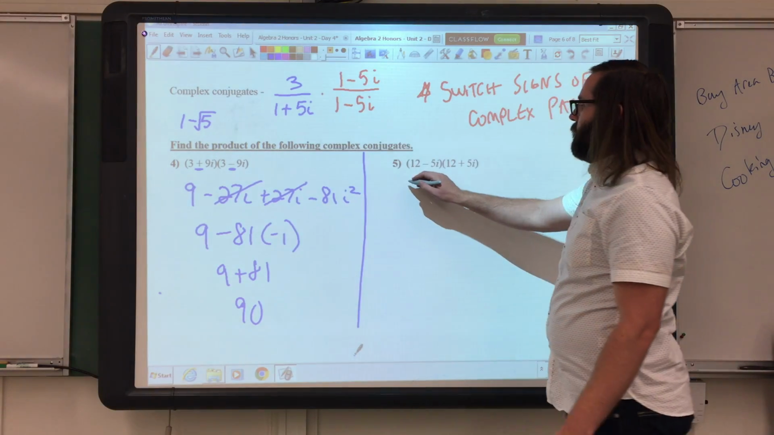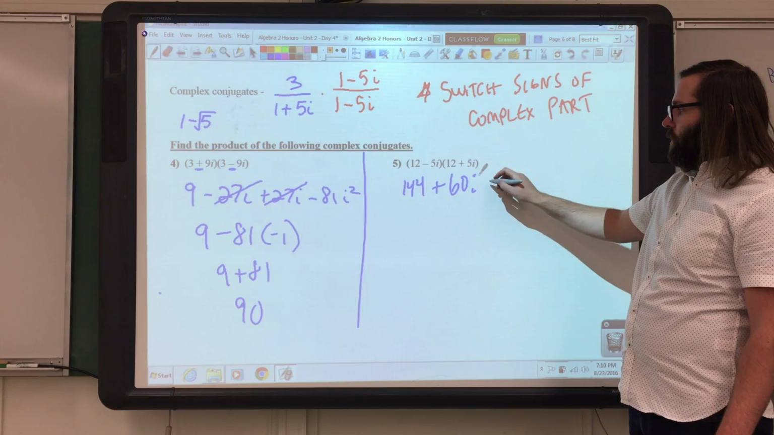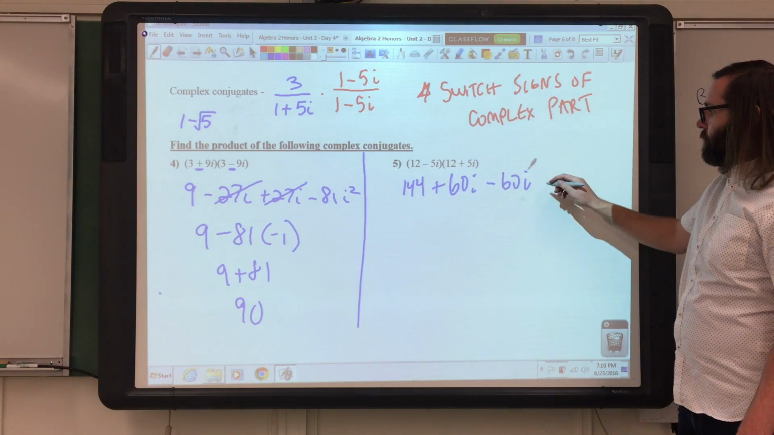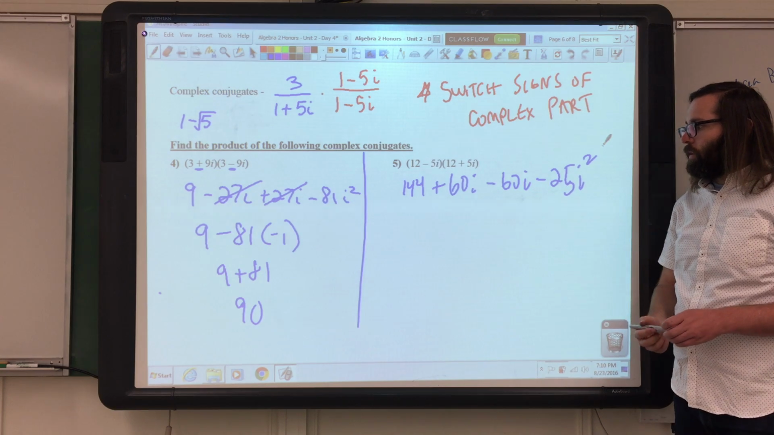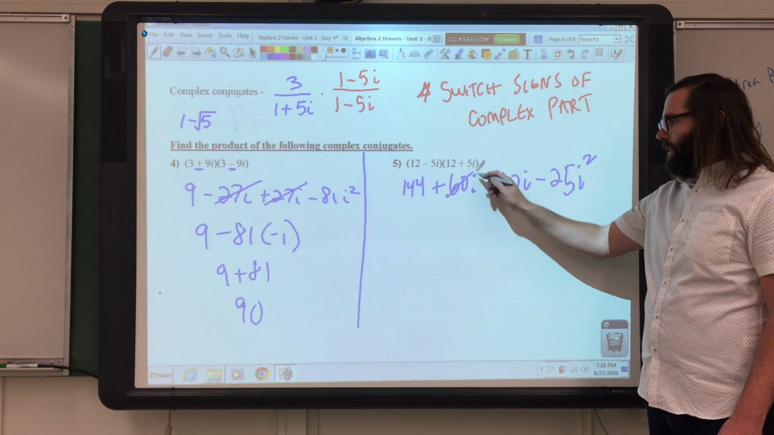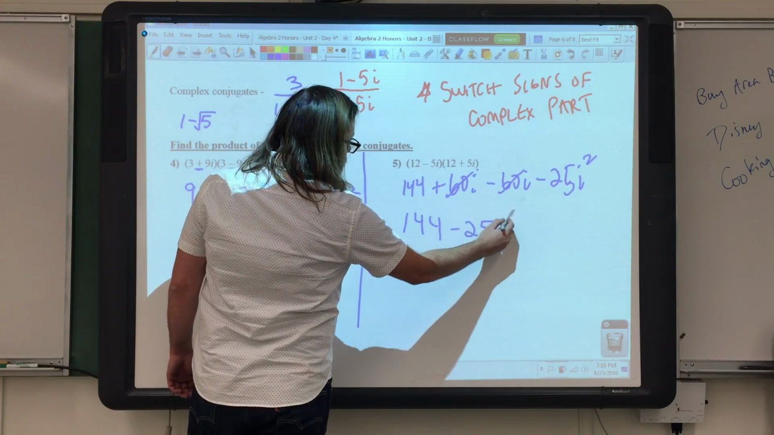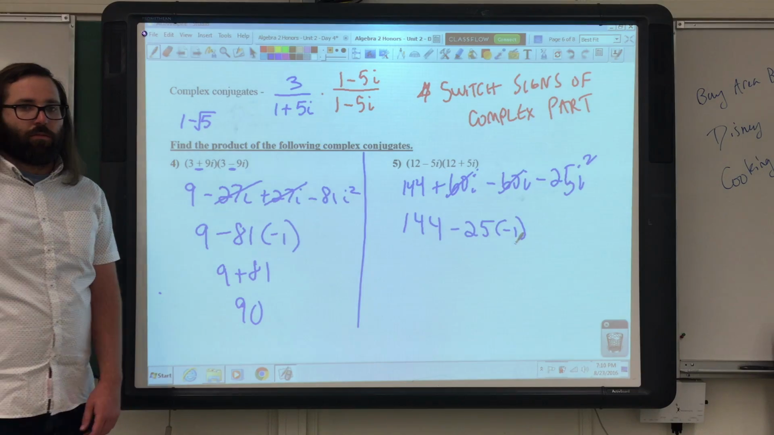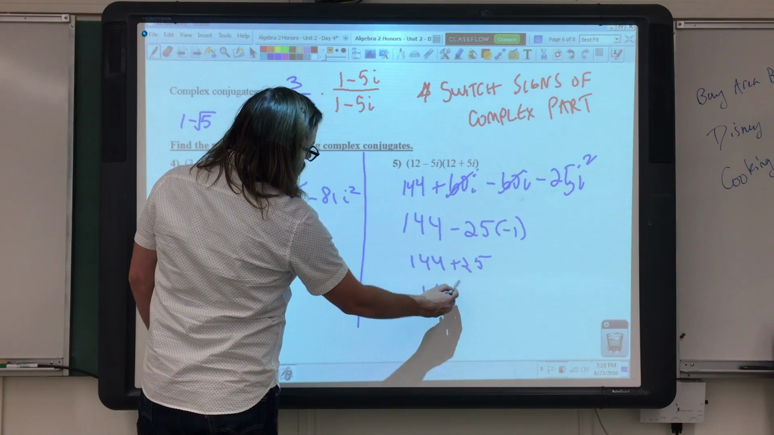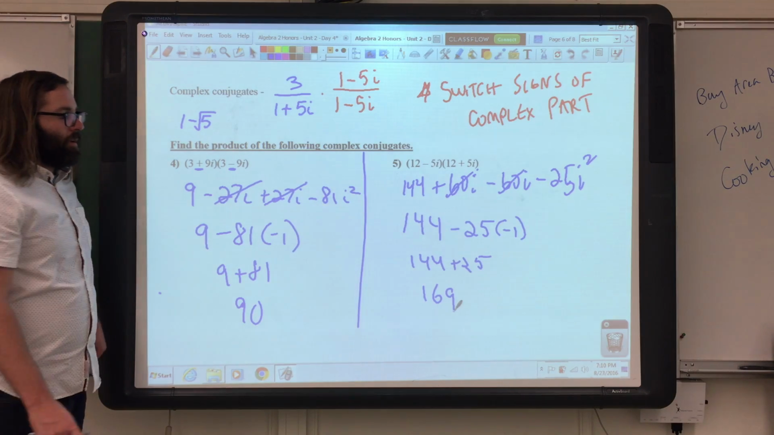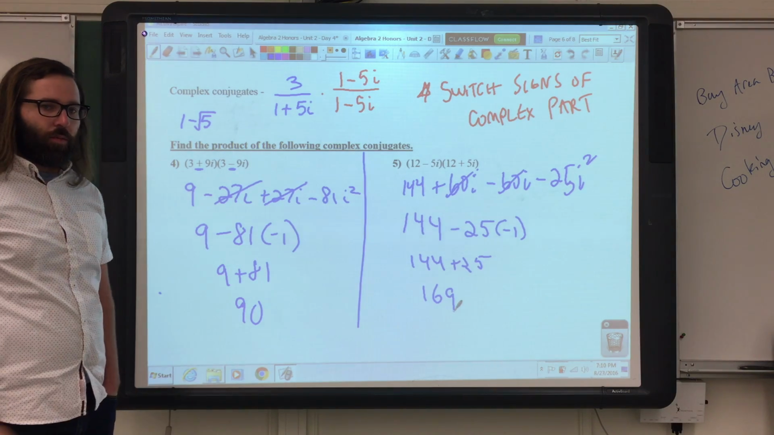So let's FOIL this. We get 144. 12 times 5 is positive 60i. Negative 5 times 12 is negative 60i. And then negative 5i times 5i, so we get negative 25i squared. Positive 60i, negative 60i, they cancel. Hooray! You get 144 minus 25 times negative 1, which is 144 plus 25, which is 169. Which is, if you don't know this, 13 squared. It's a good one to memorize.